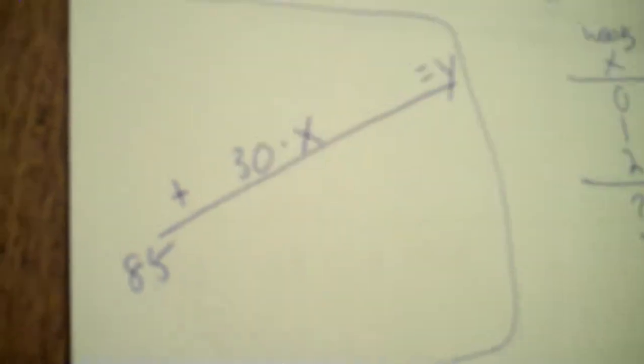So on my graph, it would be equals y. Y starts at 85. And then the slope, the number I'm always adding, is 30 times x. Okay, so there's your equation. 85 plus 30 times x equals y. Okay. And then y equals 175.